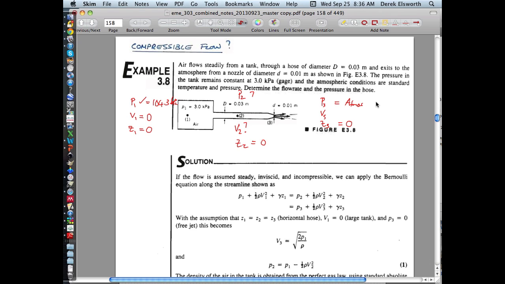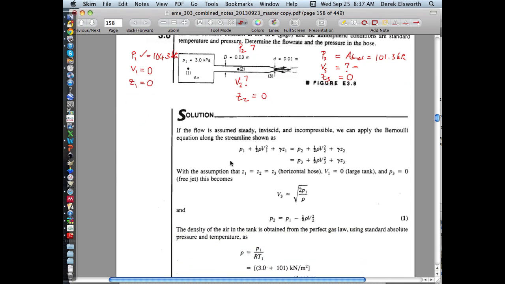So depending on whether we use gauge or absolute, if we use absolute, it would be 101.3, I think, right? But you could also use gauge pressure as well. And we don't know the velocity. So we know everything here. We know everything but one thing here. So we could certainly solve for the velocity v3.